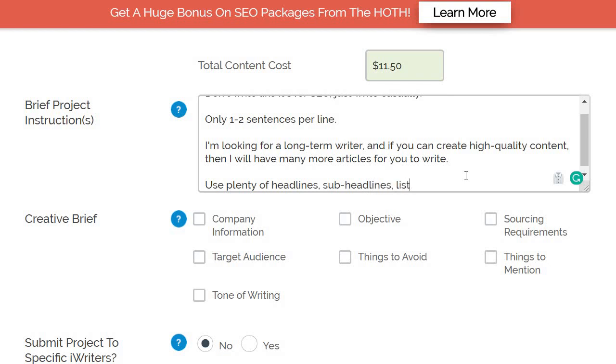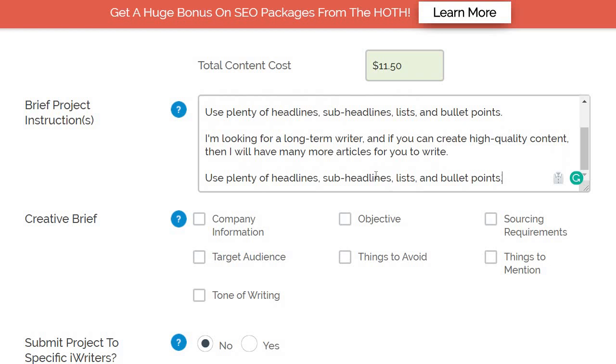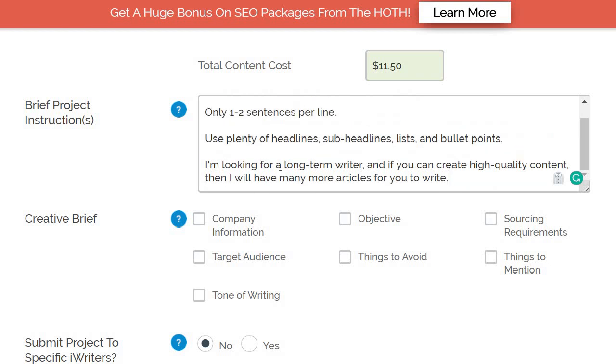Sub-headlines, lists, and bullet points, okay? This pretty much goes with this aspect right here. I'm going to put it in here. That's just pretty much for the aesthetic, so to speak. When you go to a page, everything is nicely spaced out.